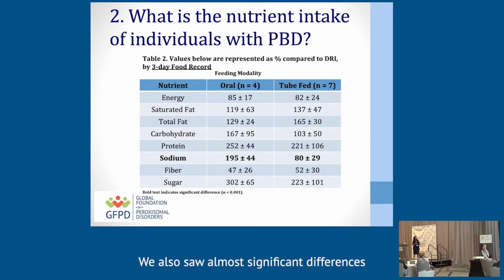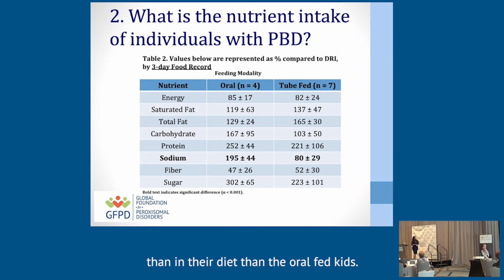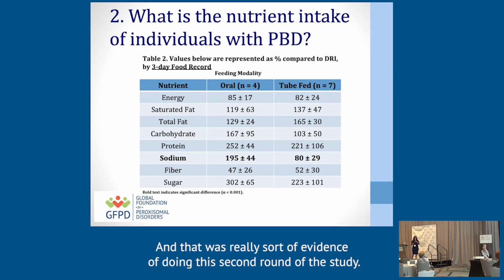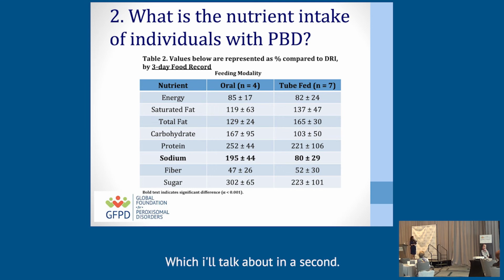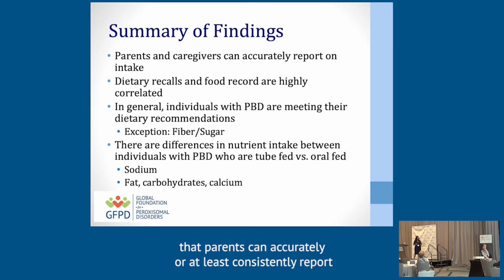We also saw almost significant differences in carbohydrate intake, in total fat intake, although it was in the opposite direction, where the tube-fed kids were actually getting more fat in their diet than the oral-fed kids. And then we also saw potentially some almost significant differences in calcium. And that was really the impetus of doing this second round of the study, which I'll talk about in just a second.